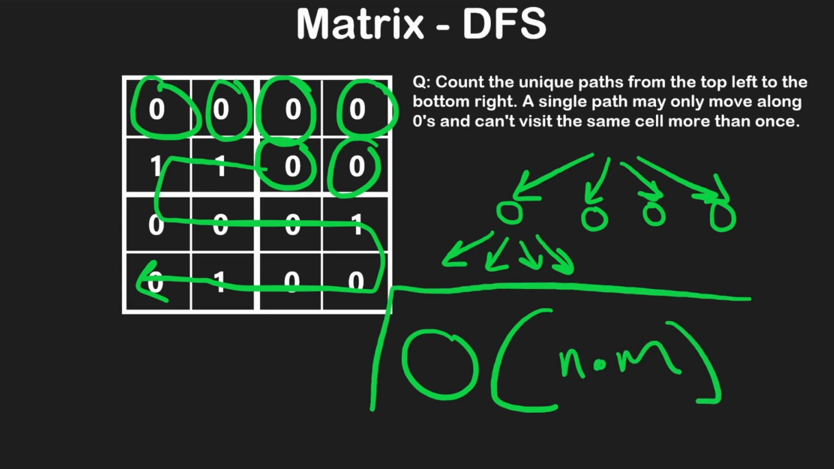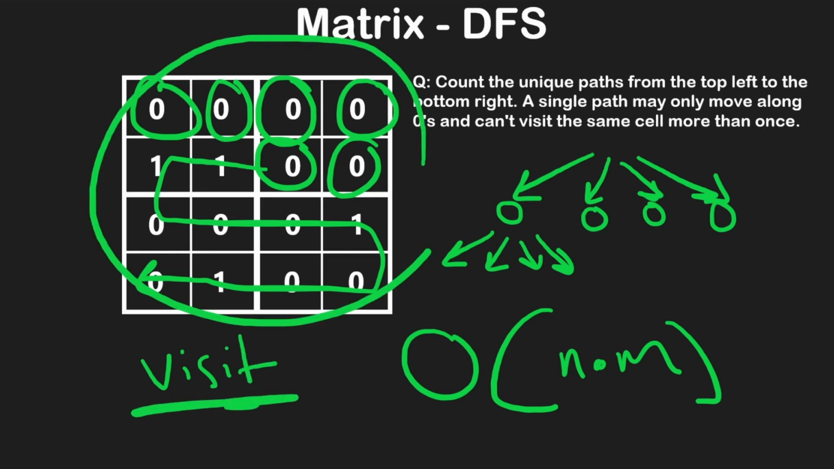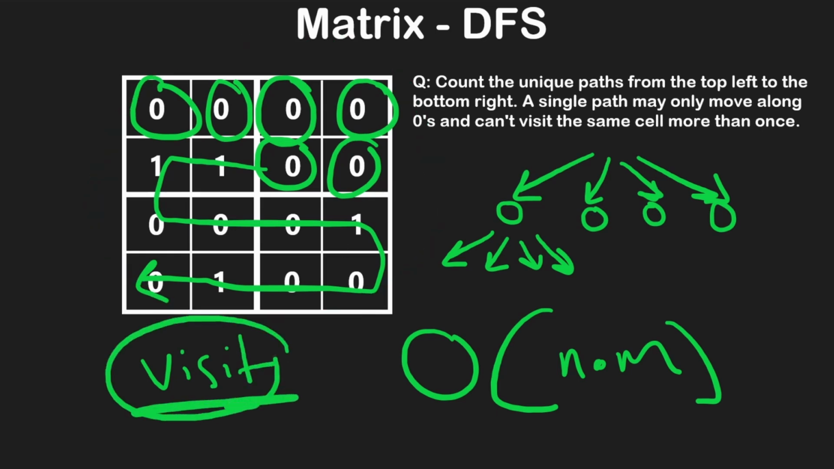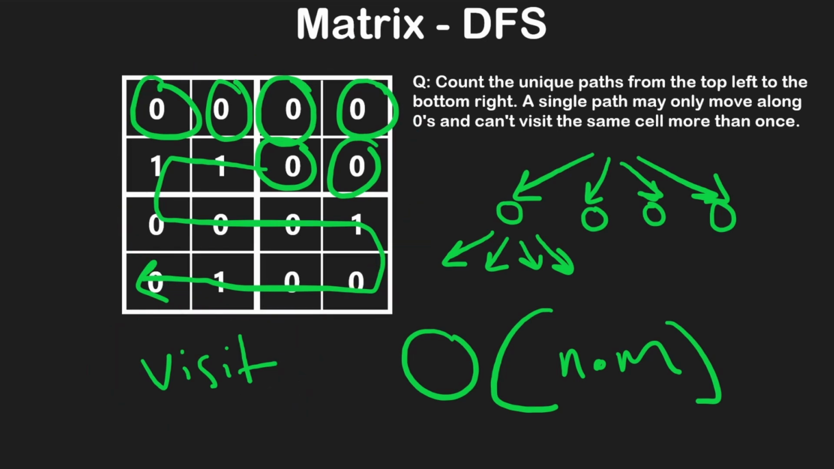We could also say this is the memory complexity from our visit hash set, because that is also going to be the size of the grid. Or instead of having a hash set, you could just create a grid itself to keep track of visited positions. So that's the idea here.